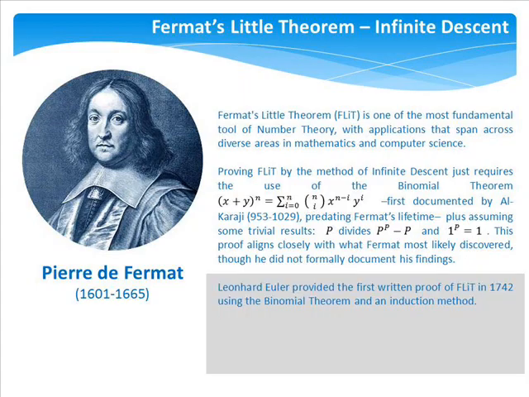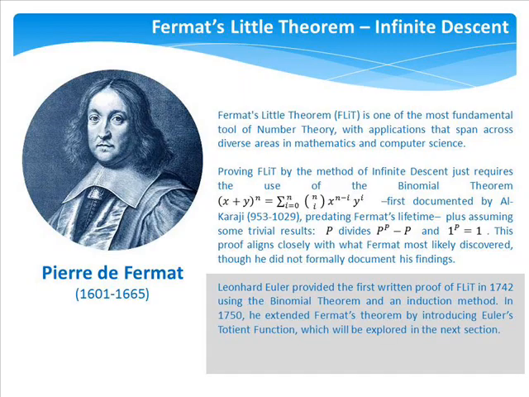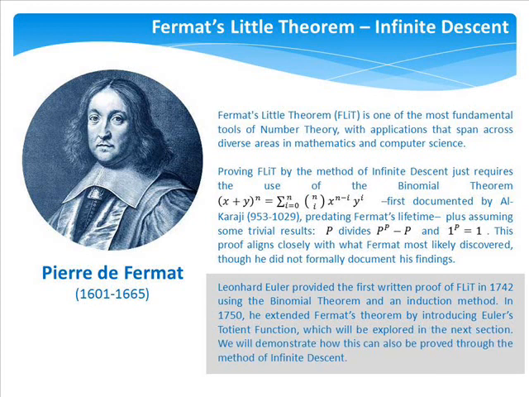Leonhard Euler provided the first written proof of Fermat's little theorem in 1742 using the binomial theorem and an induction method. In 1750, he extended Fermat's theorem by introducing Euler's Totient function, which will be explored in the next section. We will demonstrate how this can also be proved through the method of infinite descent.